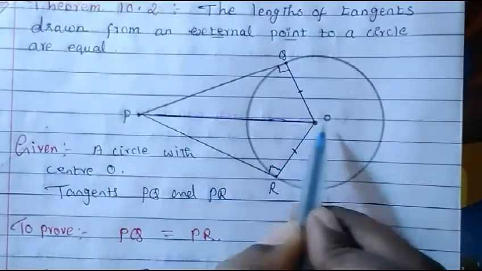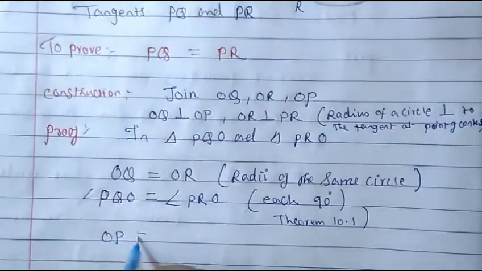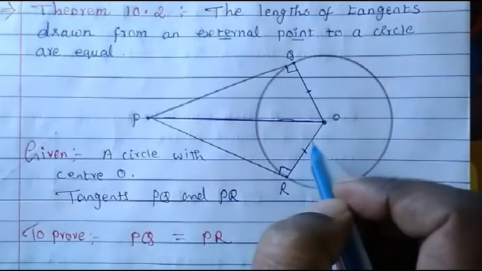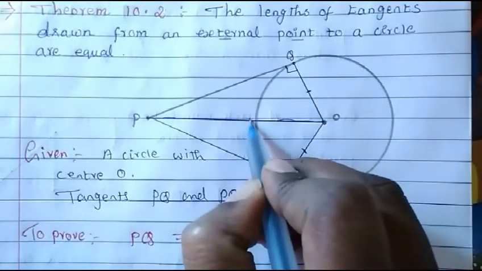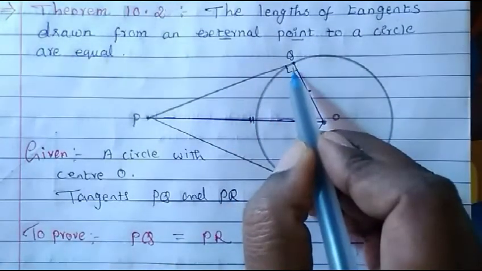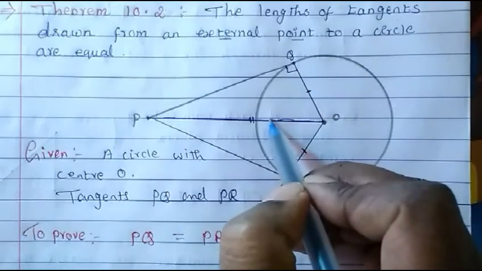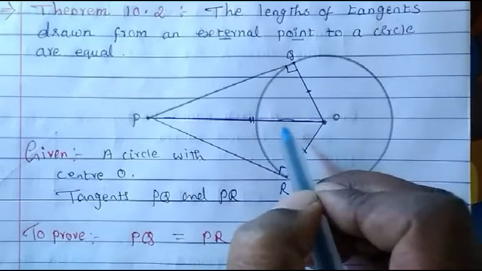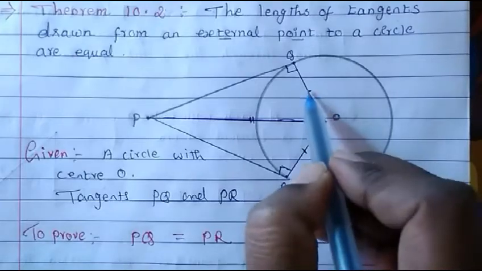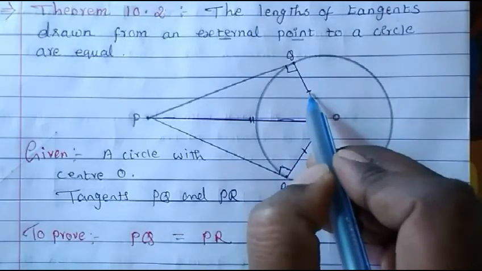Okay. So next, OP is common for both the triangles. So you can write OP is equal to OP because it is common. So now what are the things you see here? This side is equal to this side. Both are right angle triangles and this side is common for both. Opposite to the right angle, the side we call the hypotenuse. So the hypotenuse is common for both triangles, both angles are 90 degrees, and these two sides are radii of the same circle and therefore equal.